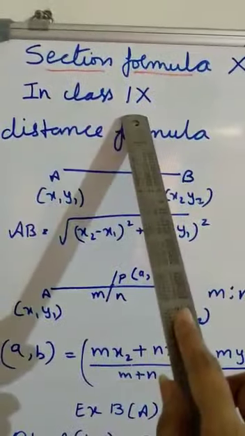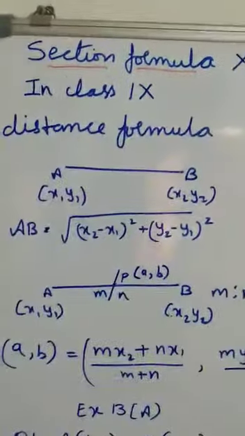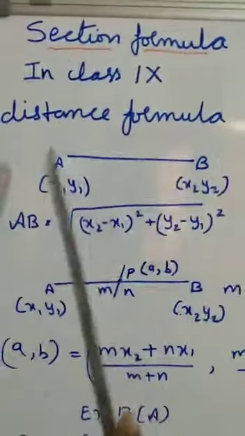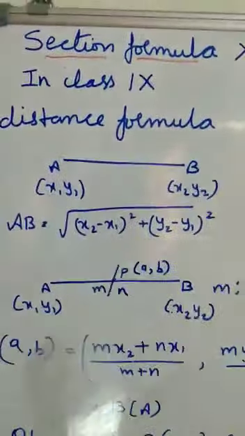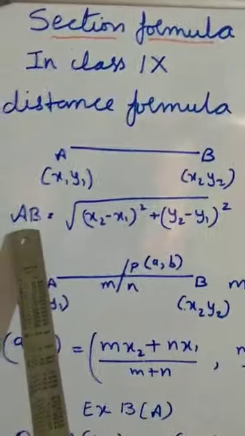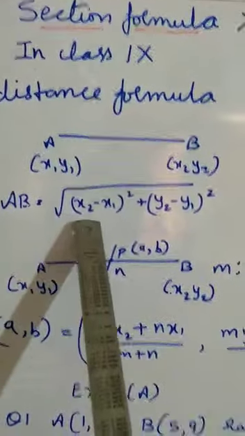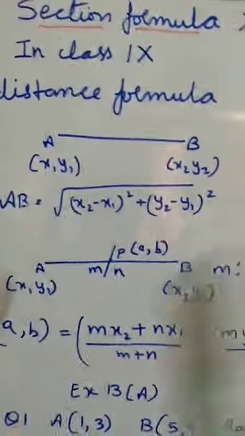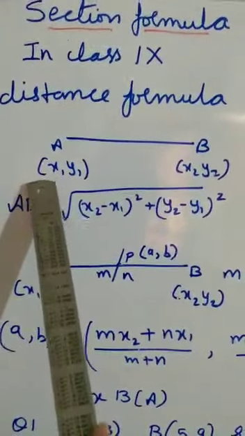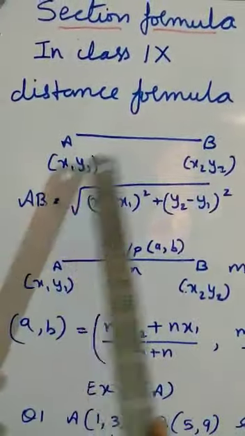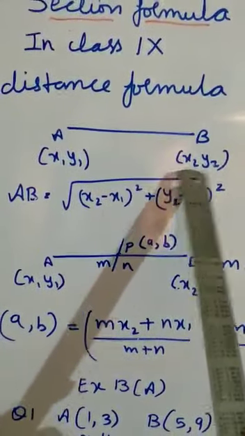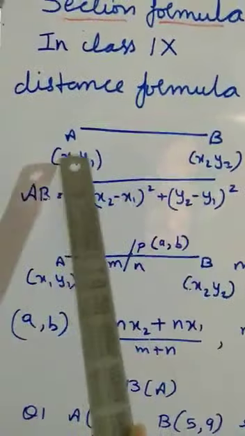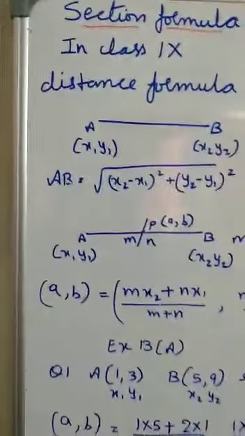In class 9 we had studied the distance formula. We would have a line AB whose coordinates were given. We would use the formula AB is equal to root of (x2 minus x1) whole square plus (y2 minus y1) whole square. Coordinate of A we would take as x1, y1, and coordinate of B we would take as x2, y2. We would substitute and get the length of AB.